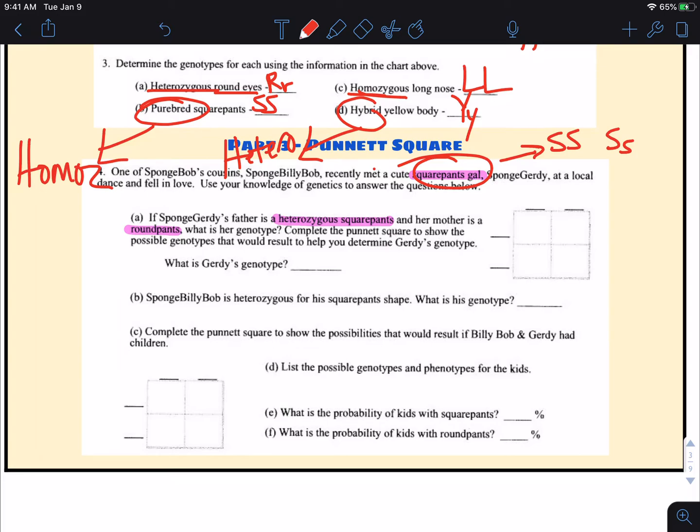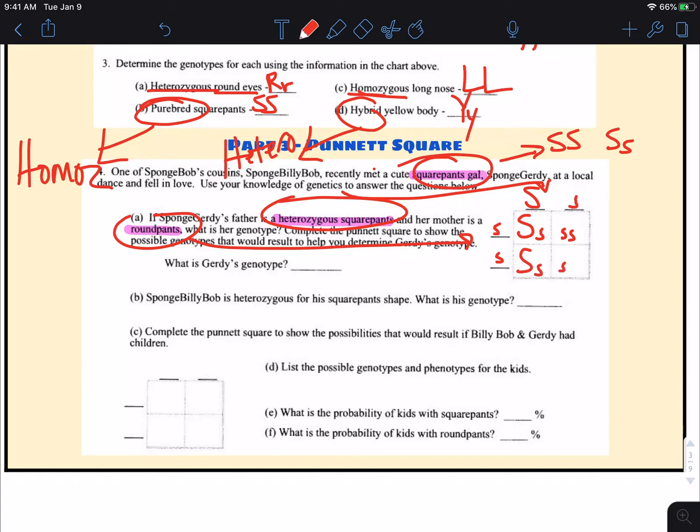You got to use the Punnett square and plug some things in. We know that her dad is a heterozygous square pants and her mom is a round pants. Dad always goes on top, mom always goes to the side. So heterozygous square pants is going to be big S, little s for dad, and round pants is going to be little s, little s for mom. So it's big S, little s, little s, little s, big S, little s, little s, little s.